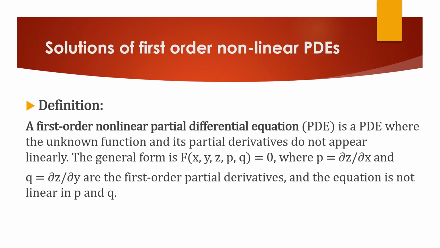A first order nonlinear PDE is a PDE where the unknown function and its partial derivatives do not appear linearly. So the general form is f of x comma y comma z comma p comma q is equal to 0, where p is dou z by dou x and q is dou z by dou y. In this equation, we may have the products of p and q, or we may have the higher powers of p and q. That's why the given equation is known as nonlinear.